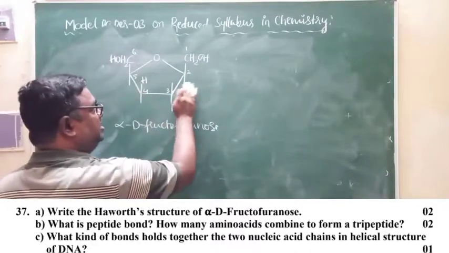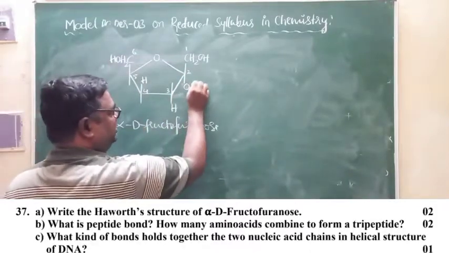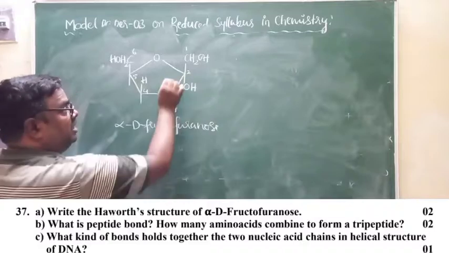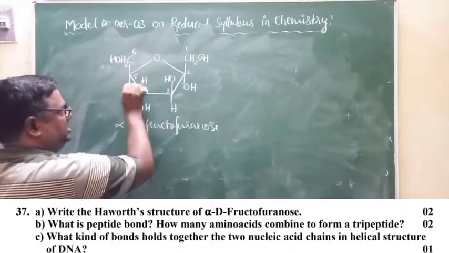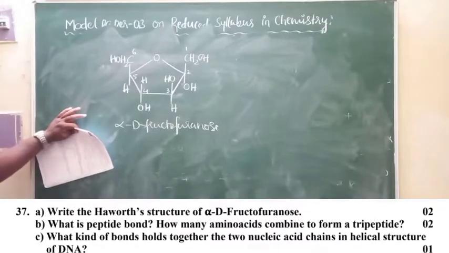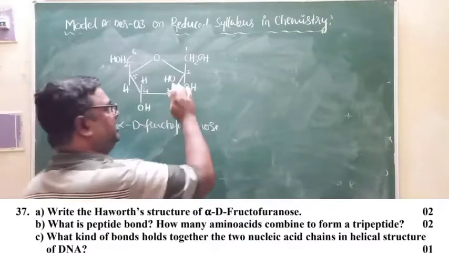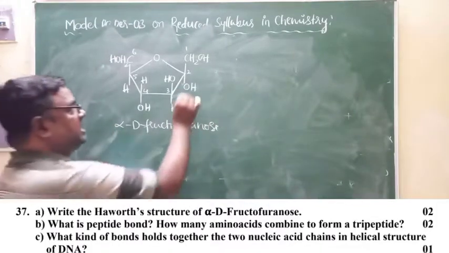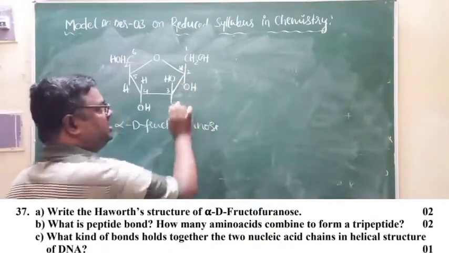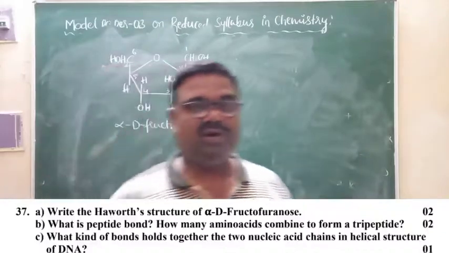Since it is alpha, OH is below the plane. Here OH, here OH, CH2OH, and here it is H. This is alpha D fructofuranose. To write beta, put OH up and CH2OH down, that's all. The second carbon atom is the anomeric carbon atom. This is alpha D fructofuranose.